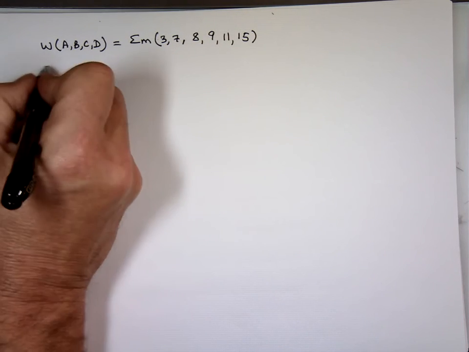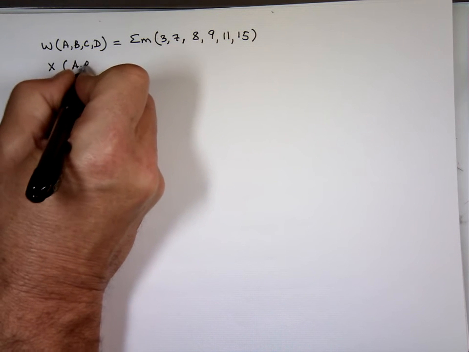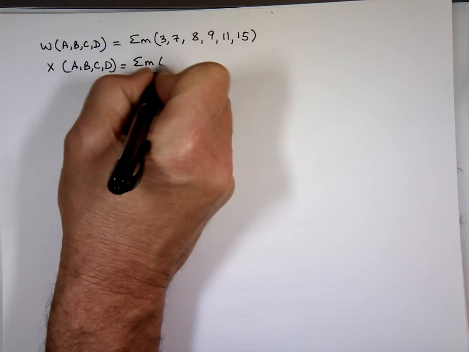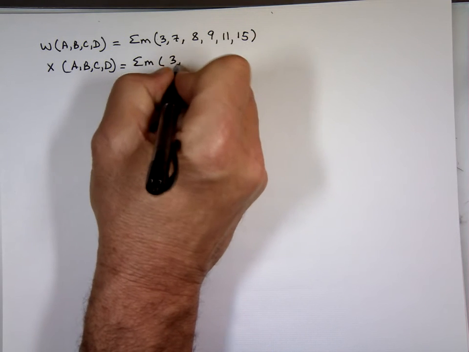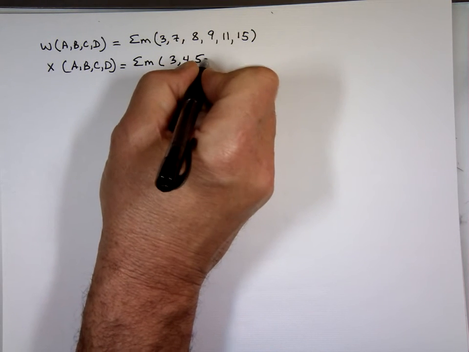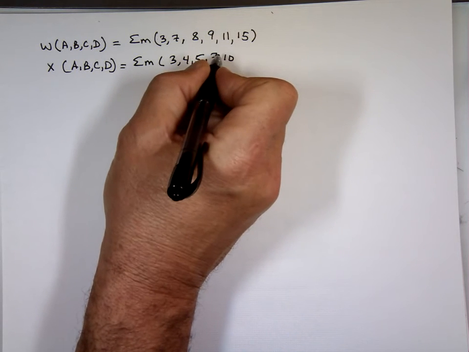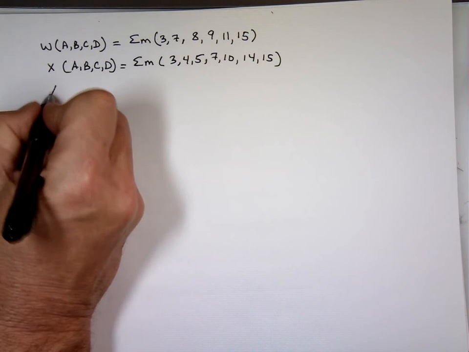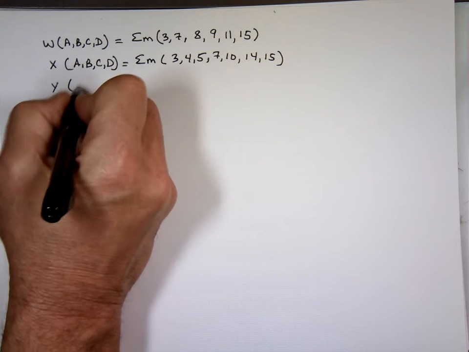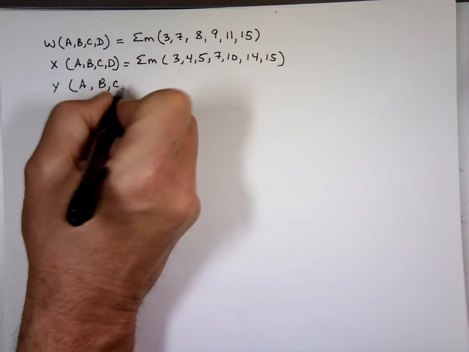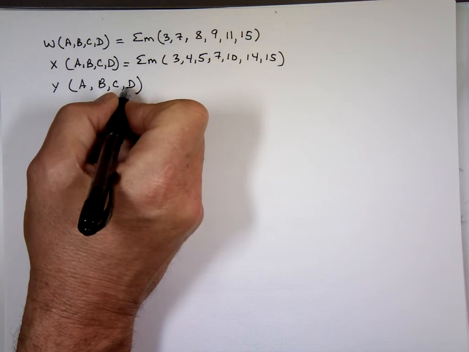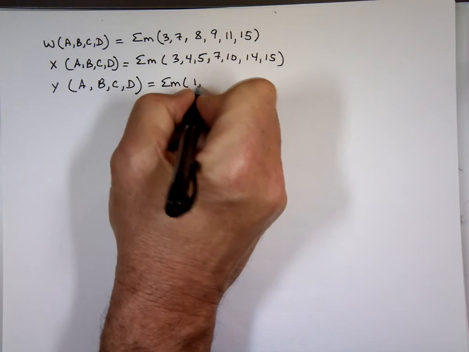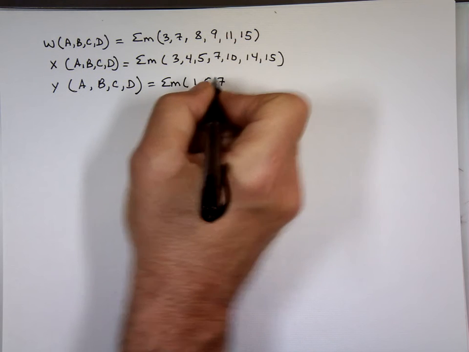Function X, A, B, C, and D, my inputs. It's the summation of 3, 4, 5, 7, 10, 14, and 15. And function Y, it's A, B, C, D. And this is going to be 1, 5, 7, 11, and 15.